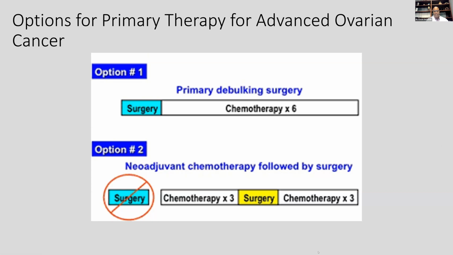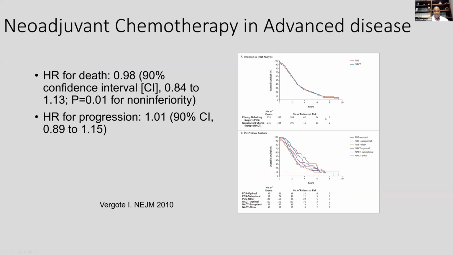And in those patients, we use option 2, which is called neoadjuvant chemotherapy, meaning that it's something done before the surgery. So in that case, the surgery is not done up front. It's actually sandwiched in between the chemotherapy. So in option 1, you're getting 6 cycles after the surgery. In option 2, neoadjuvant, you're getting 3 cycles on either side of the surgery. Next slide.